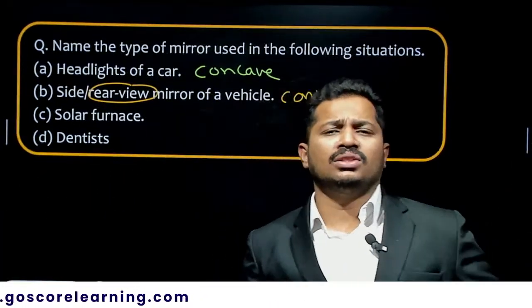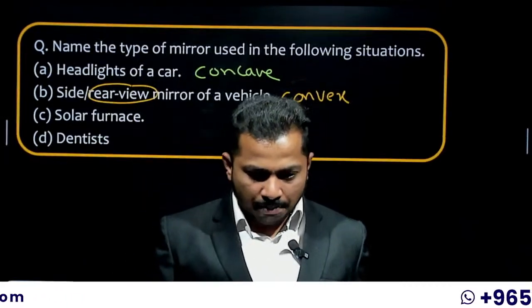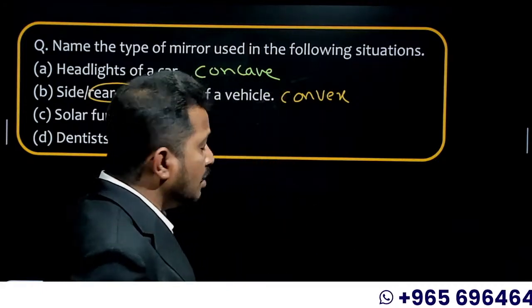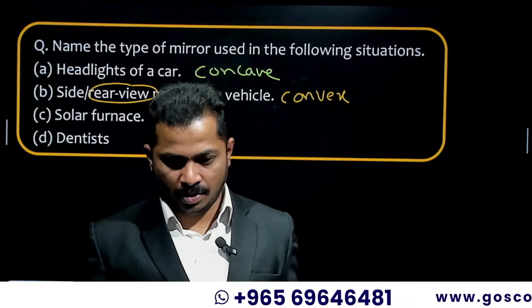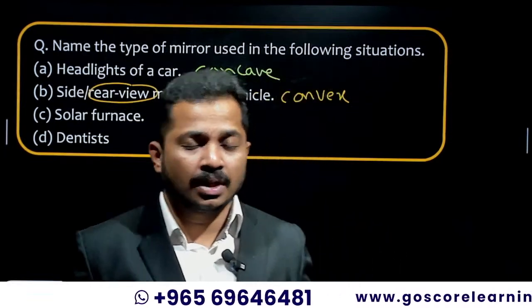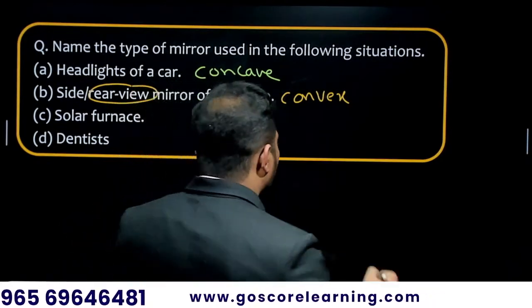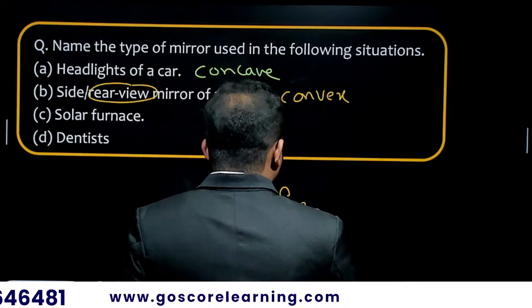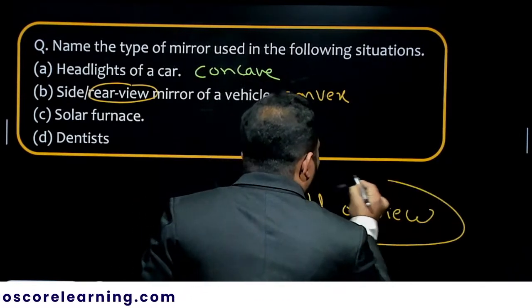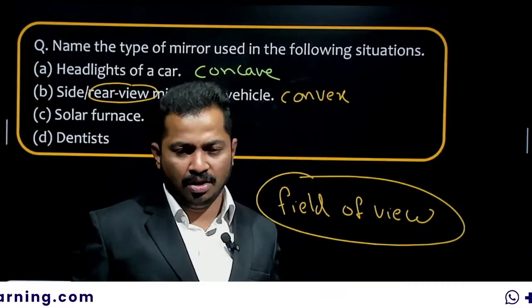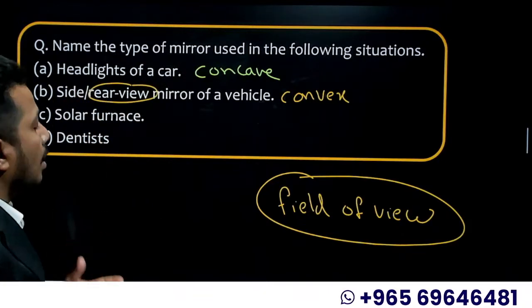You know, plane mirror is also giving erect image, virtual image every time, but convex mirror has that property which has a wider field of view. That is the reason convex mirror is being used as rear view mirror of vehicle. What is the term? Field of view. Field of view is more for convex mirrors. That's why they are being used as rear view mirror of vehicles.